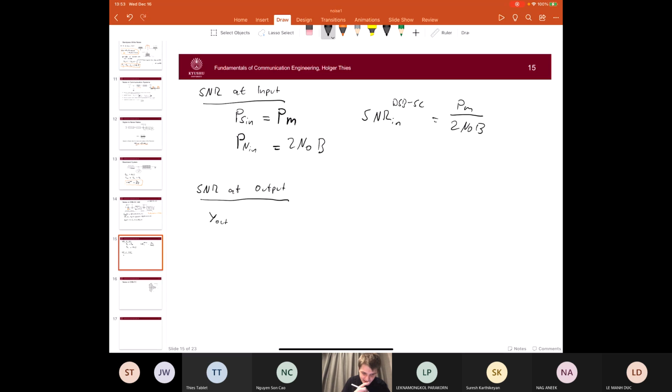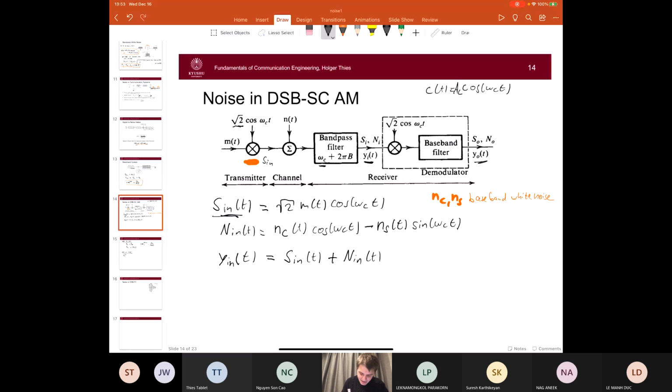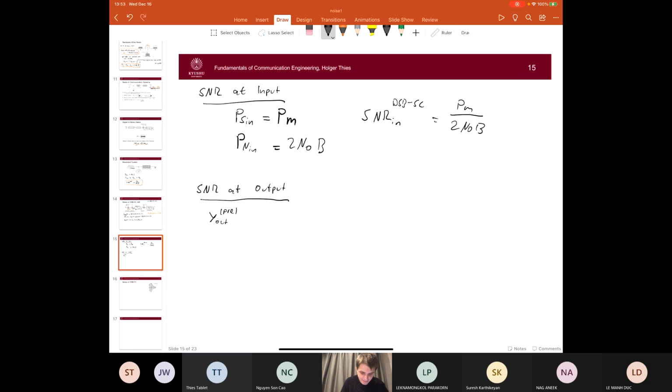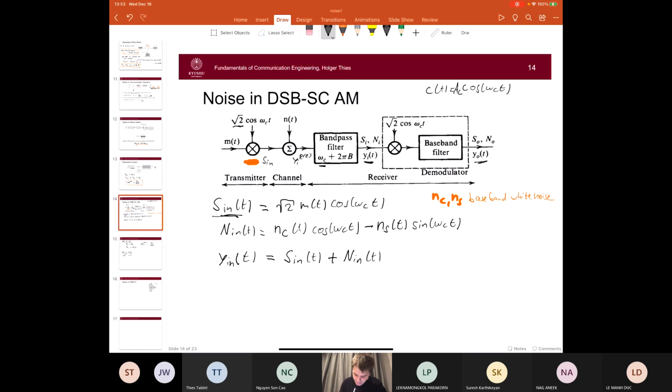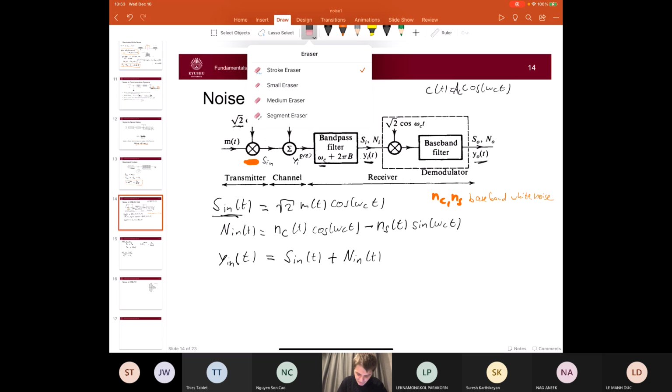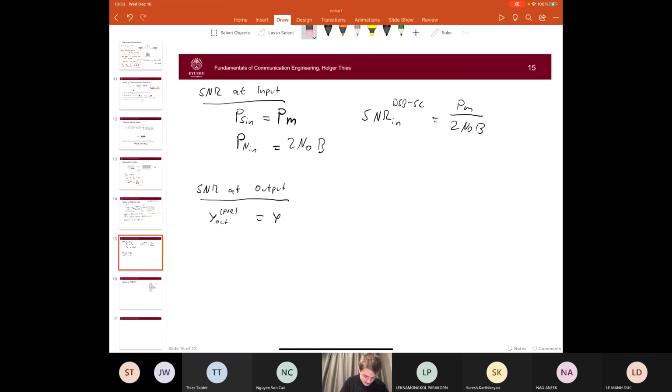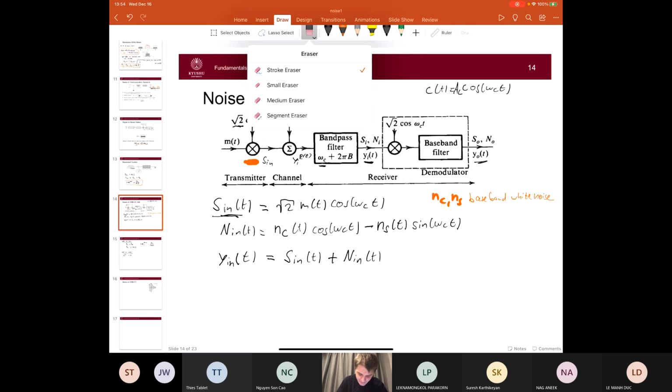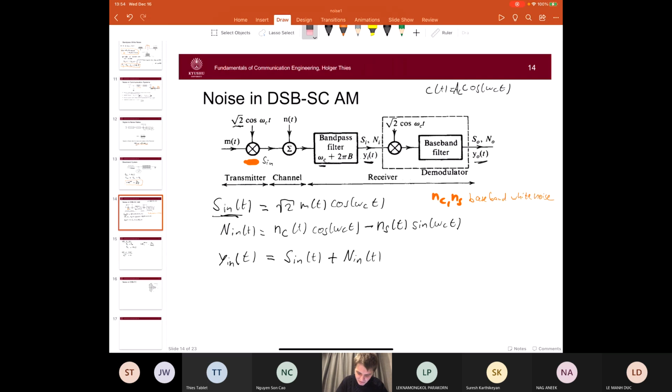So let us first look at the output function that we get before filtering. Let's call this y pre. This is what we would get before applying the bandpass filter. Sorry, not here. Before applying this filter, right? We want to look at the output before filtering. So this is y out before applying the baseband filter.